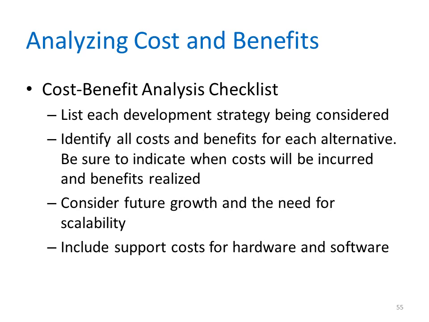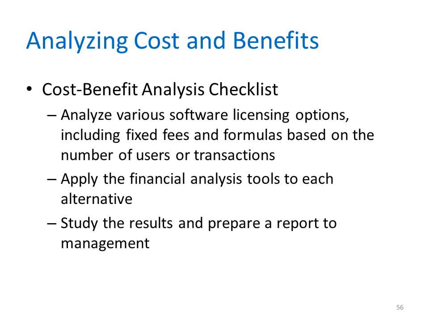The best way to use those three tools is really to develop a cost-benefit checklist with the steps I've outlined on this slide. In your cost-benefit analysis checklist, you'll analyze the various software license options, including fixed fees and formulas based on the number of users and transactions. And you'll also apply the financial analysis tools we just discussed to each one of those alternatives. Then you'll take a look at the results, prepare a report to management, and from that you'll probably also make a recommendation. And from that they will then make the decision on which way to proceed.